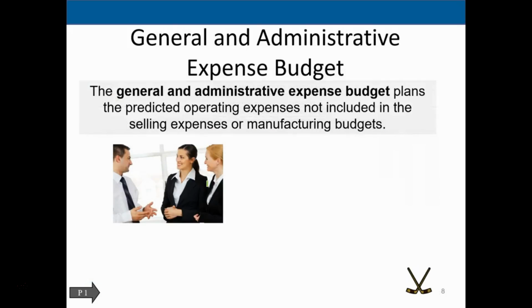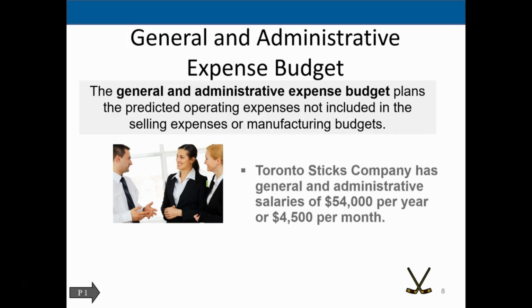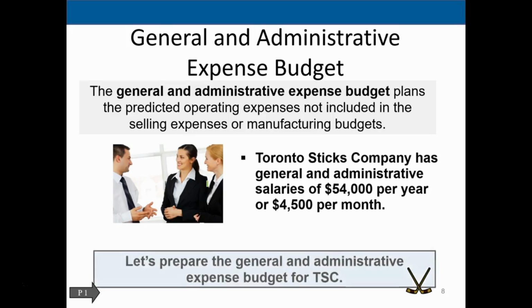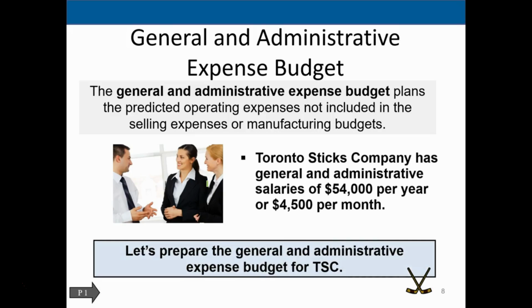Then we have the general and administrative expense budget. The general administrative expense budget plans the productive operating expenses not included in the selling and expenses or manufacturing expenses. So this is going to be like the office building, like the accounting department, like some of the management. And once again, this is usually more of a fixed thing because these individuals, they're going to be period costs rather than part of the manufacturing process. We're generally going to expense them. And they are usually oftentimes, again, more fixed in nature. So oftentimes this is an easier process.